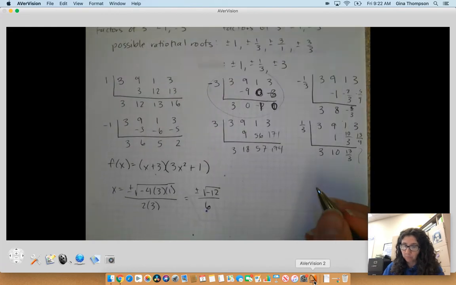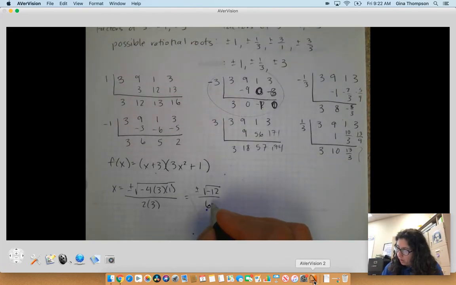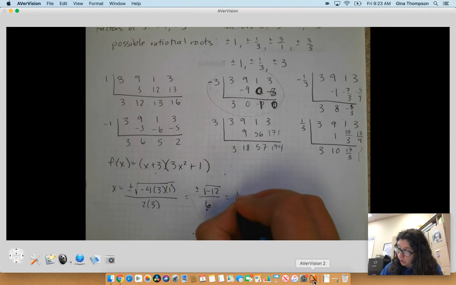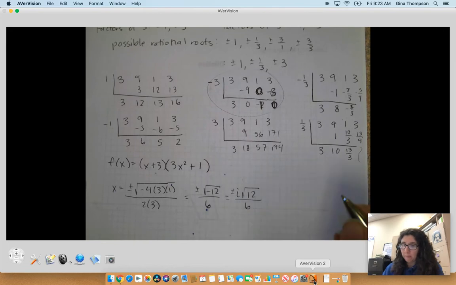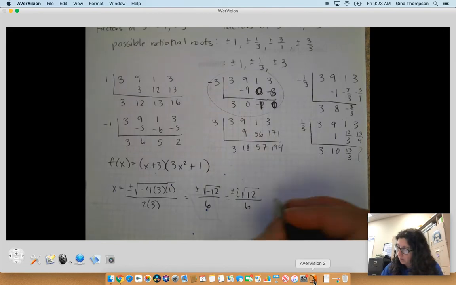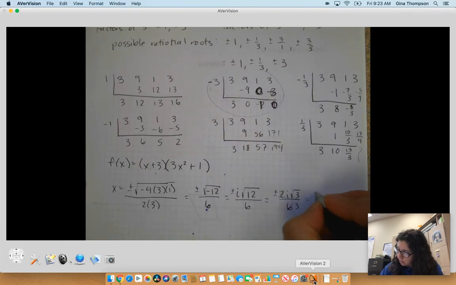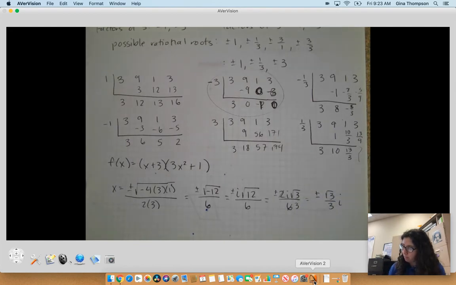Move this up. All right, let's simplify this. First thing we're going to do is bring that i out and write that as the square root of 12. And 12, let's see, I can write that as 4 times 3. So I can bring a 2 out, right? Plus or minus 2i square root of 3 all over 6. And I can simplify this and get plus or minus square root of 3 over 3 times i. Okay, so those are two complex zeros.